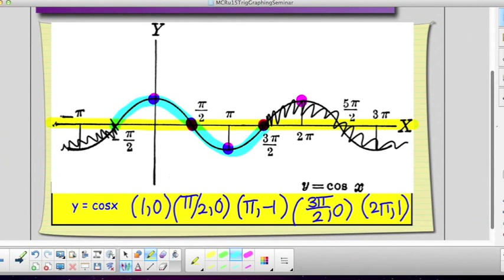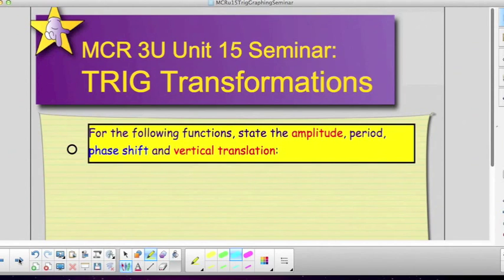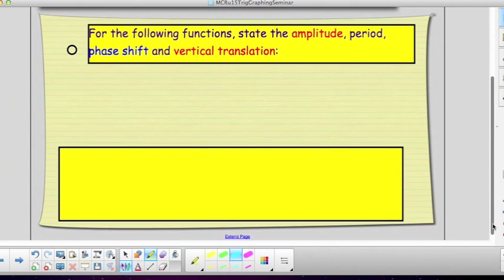Now, in order to be able to fill out your transformation tables and apply the proper mapping relationships, you need to be able to analyze equations, trigonometric equations. So I'm going to start off with a cosine equation, because I know in Unit 14 we deal with a lot of sine functions. And we're going to analyze the amplitude, period, phase shift, and vertical translation based on this equation.